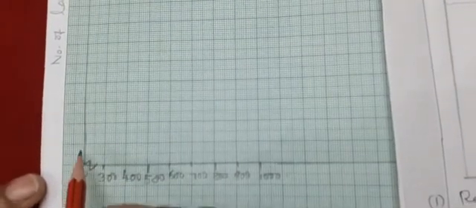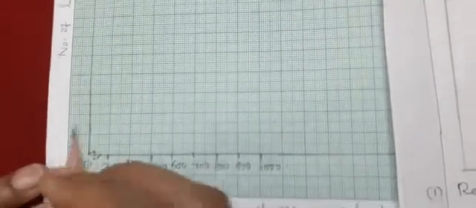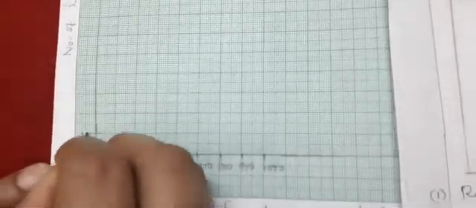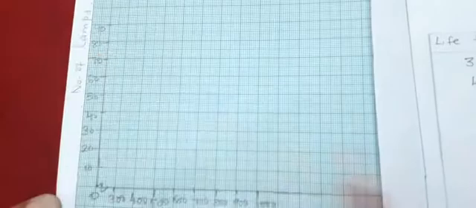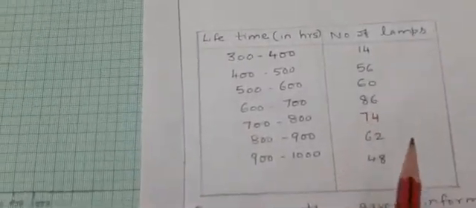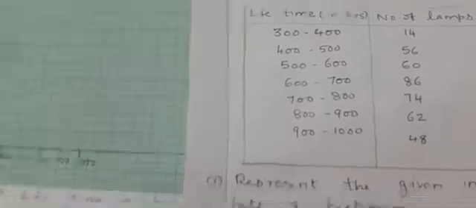On y-axis I am taking the scale as 1 unit is equal to 10 lamps. So this is 0, 10, 20, 30, 40, 50, 60, 70, 80 and 90. This is enough because our maximum value is 86 here. Now we have to draw the histogram.